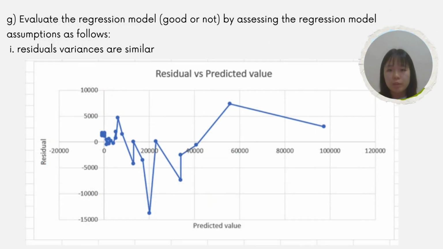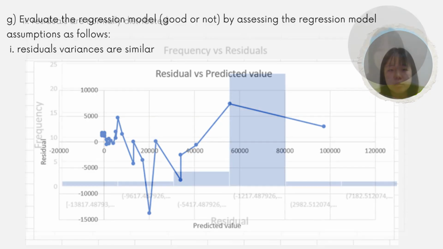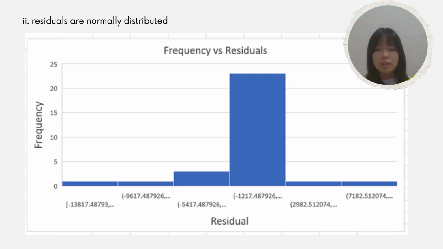To evaluate the regression model, we assess it with 4 assumptions. First, the residual variances are similar. Based on this graph, the spread of residuals is not constant, with higher deviations at the higher predicted values. Thus, this model does not satisfy this assumption. Next, the second assumption is that residuals are normally distributed. The histogram of frequency against residuals shows a peak near 0 but is asymmetric. Therefore, the residuals are not normally distributed, even though approximately normal.